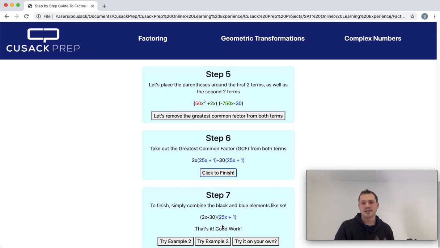Any math teacher knows that 2x minus 30, you can pull a 2 out of it. Again, haven't quite gone that far with it, but I think the general idea is good. Thank you for your time.